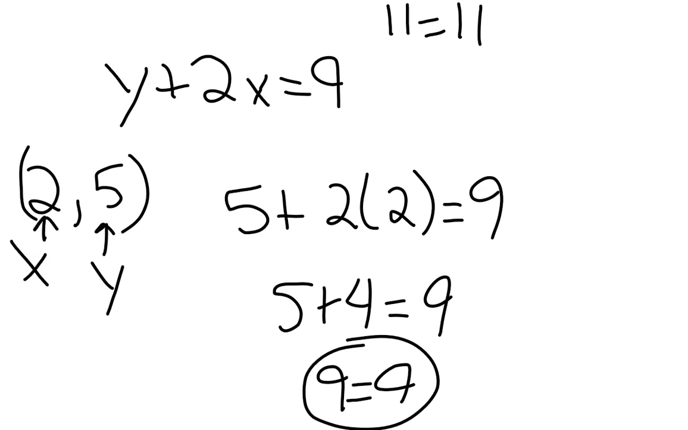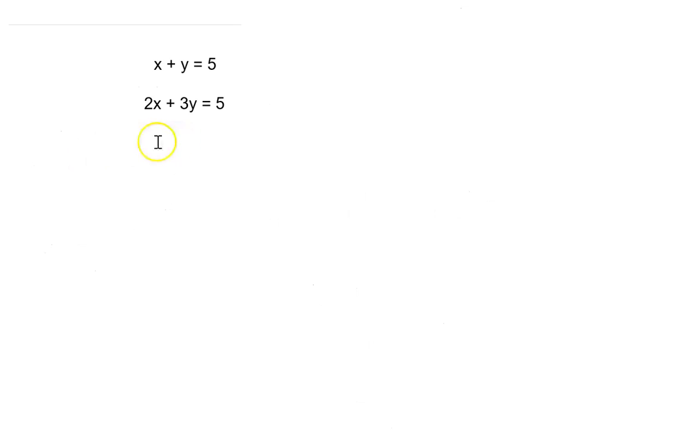And remember, just like when we were graphing, to find a solution to these equations, it's going to be where the two lines intersect. And so that intersection point would be at x of 2, y of 5. And then we'll work through one more example. If I've got x plus y equals 5, and 2x plus 3y equals 5, and I want to find the solution to those, I want to find when those two equations are equal to each other.